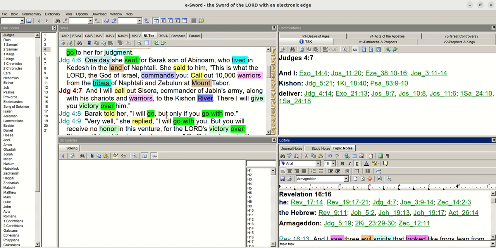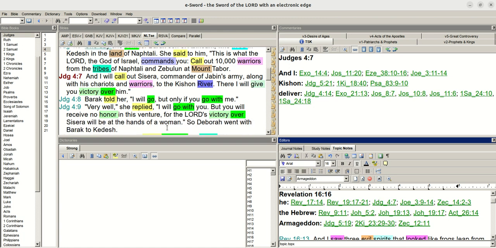Barak told her, "I will go, but only if you go with me." "Very well," she replied, "I will go with you. But you will receive no honor in the venture, for the Lord's victory over Sisera will be at the hands of a woman." So Deborah met with Barak in Kedesh.